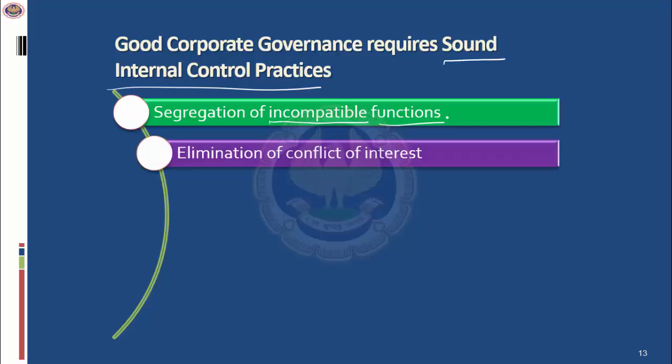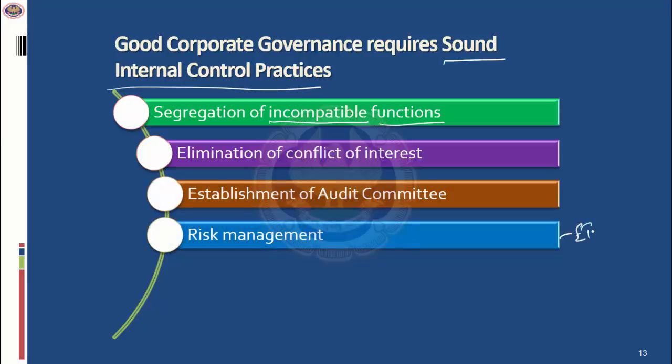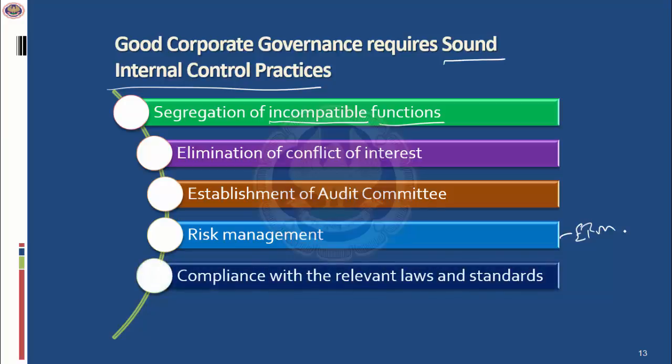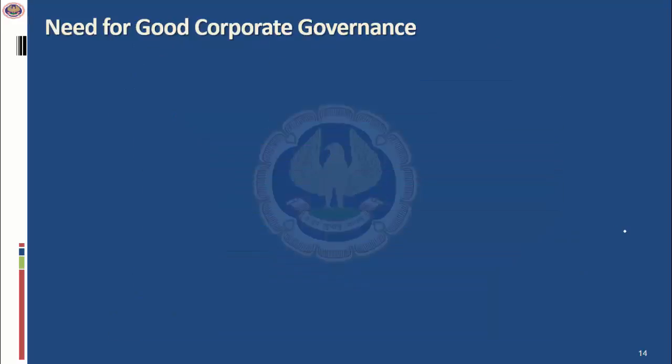Elimination of conflict of interest, establishing the audit committee, ensuring we have a risk management, and generally even from the governance perspective, you're talking about enterprise risk management. Then you ensure compliance with all the relevant laws and standards, and you also have the corporate disclosure requirements. This is fundamentally the regulatory requirements from a corporate governance perspective.